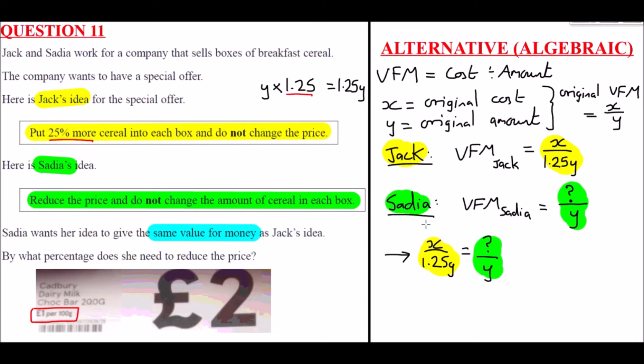Now, there's a few ways of doing this question. What I tend to do is to think of this as cross multiplication. So x times y will equal 1.25y multiplied by this question mark. So x times y equals 1.25y multiplied by that question mark. So what we can do here is we can work out what the cost Sadia wants to charge it for by getting this question mark on its own. We can divide both sides by 1.25y.